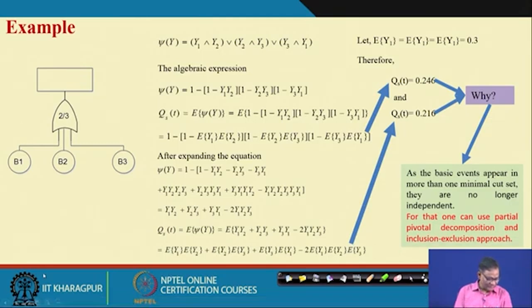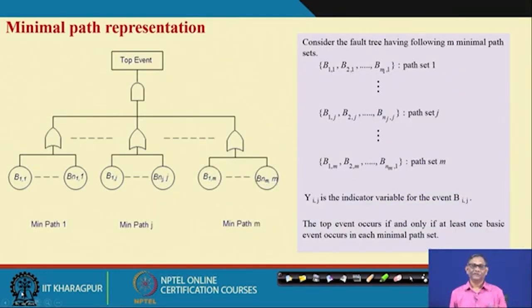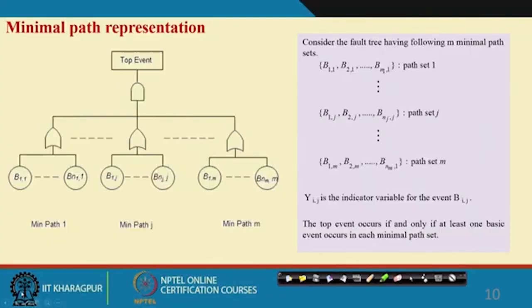Now, I will go to the second part of today's presentation, the minimal path representation. You have seen that the cut set talks about failure and the path set talks about success. But we are interested in the failure part. So, what will happen if you find the path sets and you want to find the top event failure? The simple rule is that an AND gate in the cut set representation will be converted to an OR gate in the path set representation, and an OR gate in the cut set representation will be converted into an AND gate in the path set representation, keeping the basic events as failure events and the top event as a failure event.